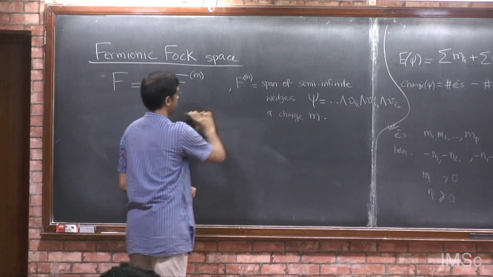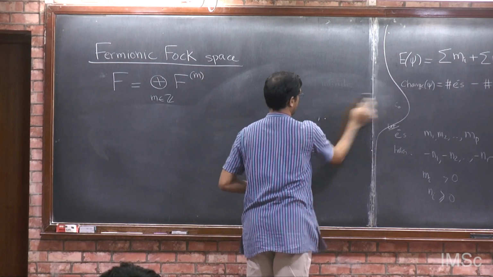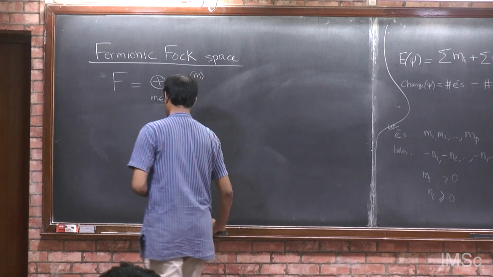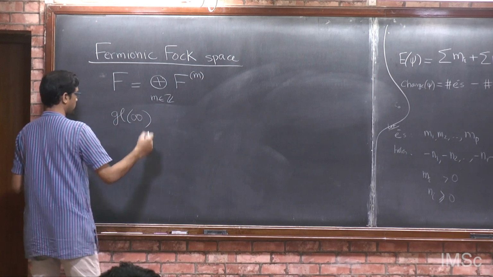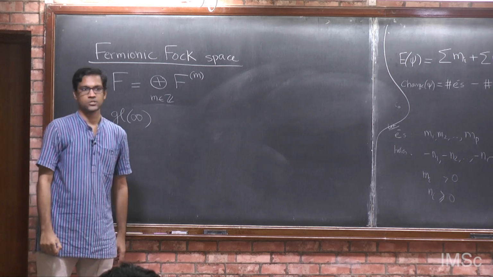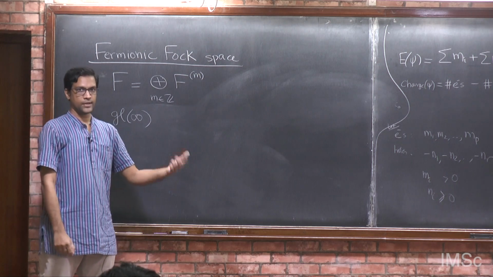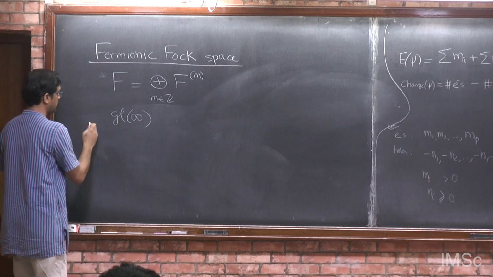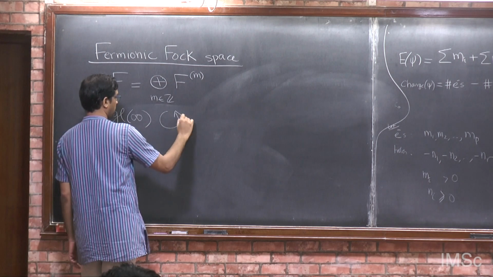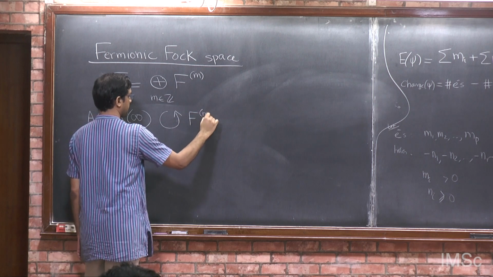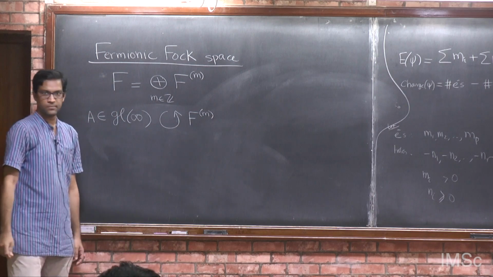Okay, so of course, why are we doing all this? I mentioned at the very end yesterday that the reason we want to do all this is because this is actually a representation of GL infinity. The fermionic Fock space admits an action by elements of infinite matrices. So how does an A in GL infinity act on the fermionic Fock space? In fact, it acts on each F_m. It leaves each F_m invariant.